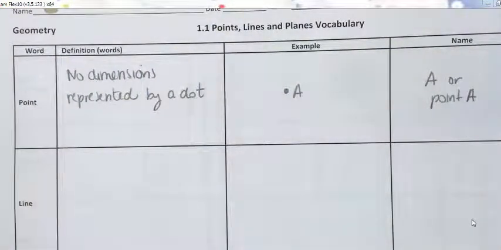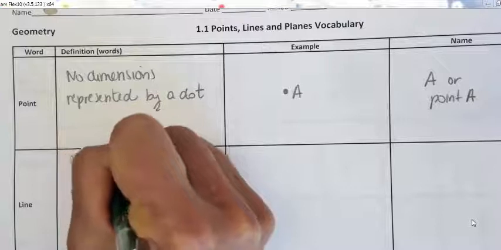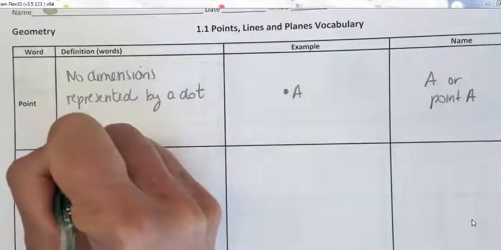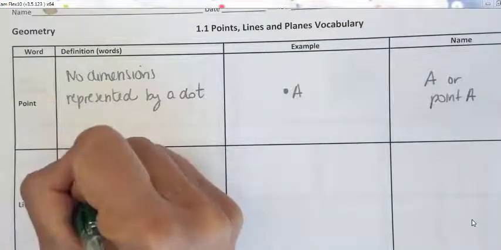So lines actually have one dimension. That basically means that they just have a length. They don't have a width. They don't have a height. Okay, they just have a length. Let's see, I'm going to use bullet points because I got a lot here. Through any 2 points, there's exactly one line.